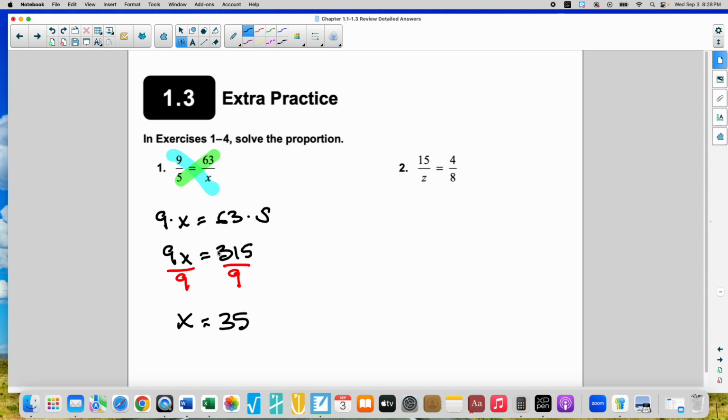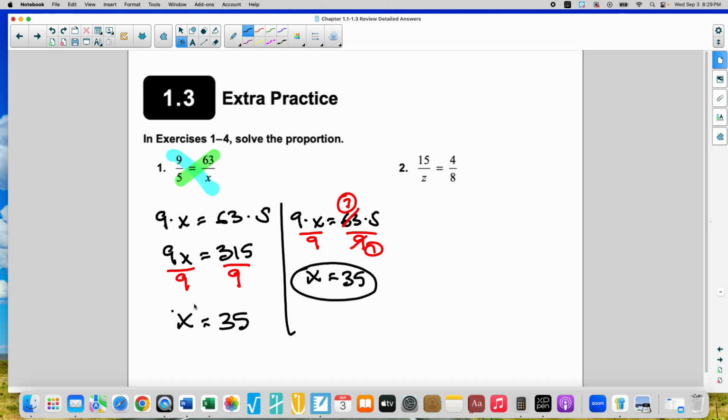When we get here, it's silly to multiply 63 times 5. I'll show you that when you have 9 times x equals 63 times 5, let's just divide by 9. Don't multiply that, because that gives you x, and now we can cancel 9 and 63. 9 goes into 9 once, 9 goes into 63 7 times. 7 times 5 is 35. No calculator needed. That's what I've been talking about.